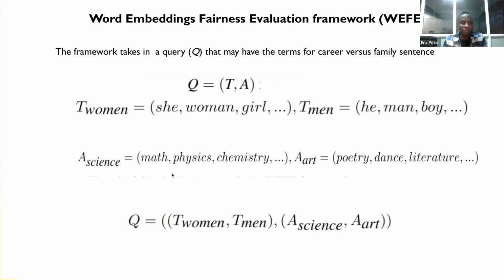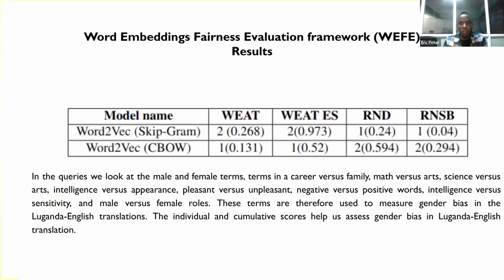So for example, we have the target set, which is women, and we have words that indicate that this is a woman: she, woman, girl, and so on and so forth. It is the same thing for men. Then association of traits, where do they belong? Mathematics, chemistry, then arts, poetry, something like that. And at the end of the day, we provide results for four metrics.